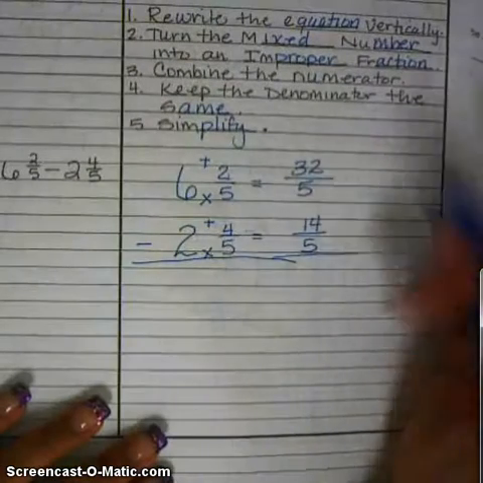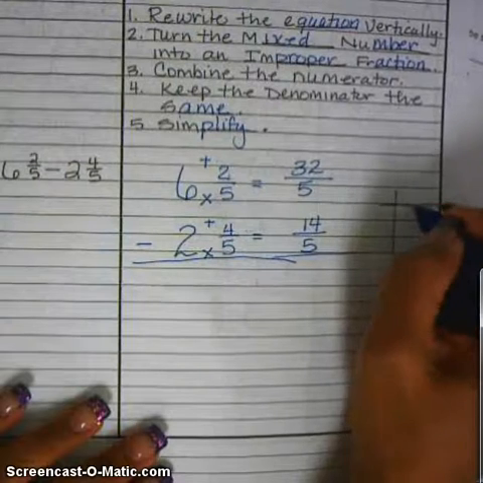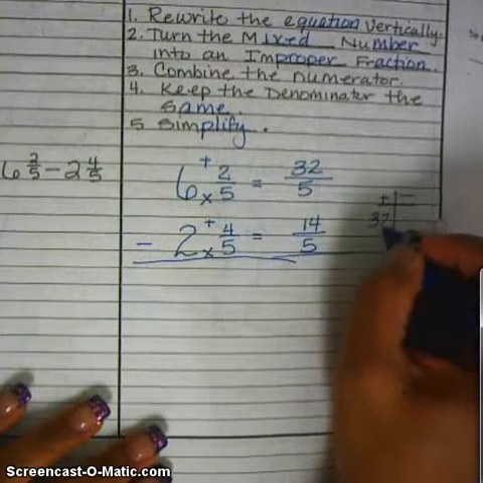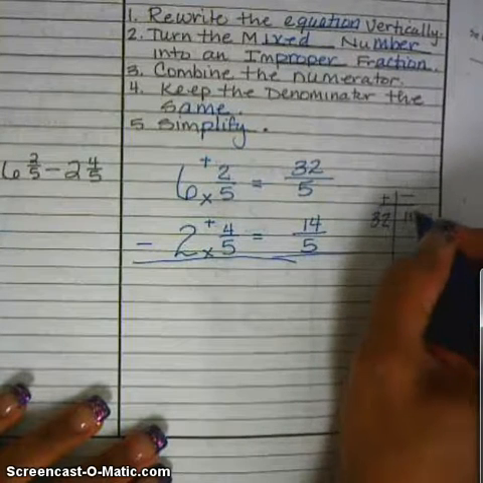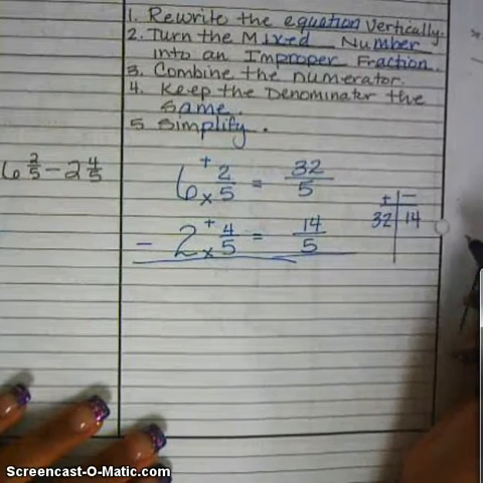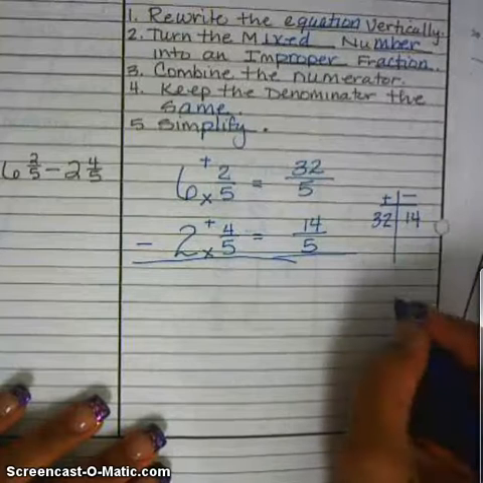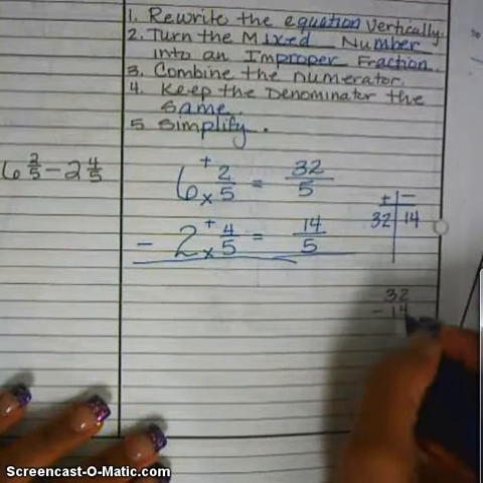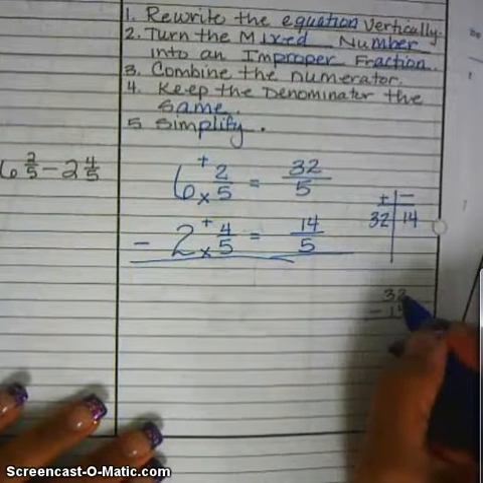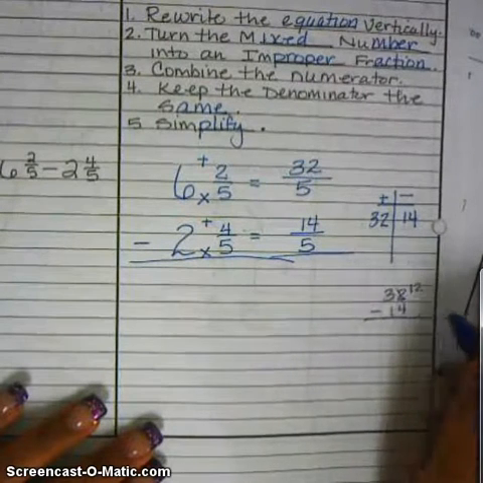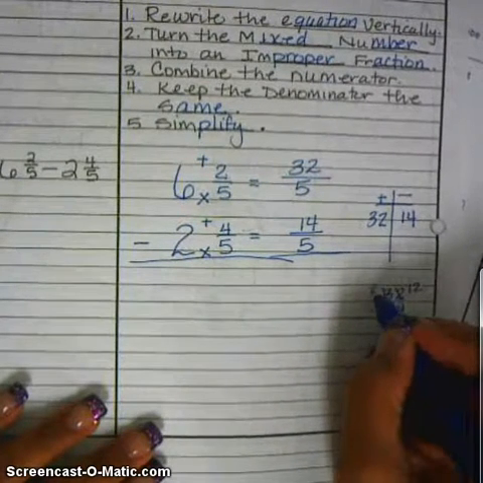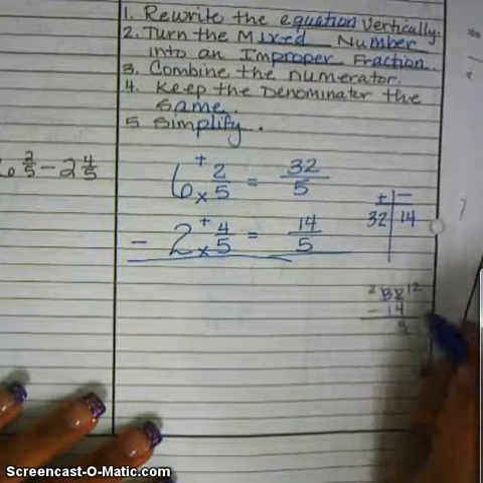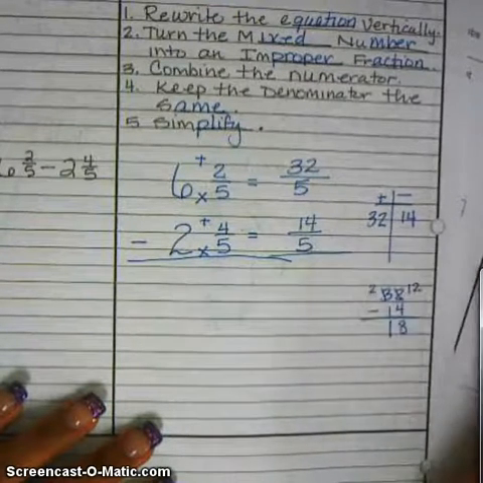Now when I look at the equation, I can clearly see that I have 32 positives and 14 negatives. When they are on opposite sides of the t-chart, I'm going to subtract them. And now I can take 14 from 32. 32 minus 14. I can't take 4 from 2, so I'm going to borrow. I'm going to regroup that to a 12. Change the 3 to a 2. 12 minus 4 is 8. 2 minus 1 is 1.